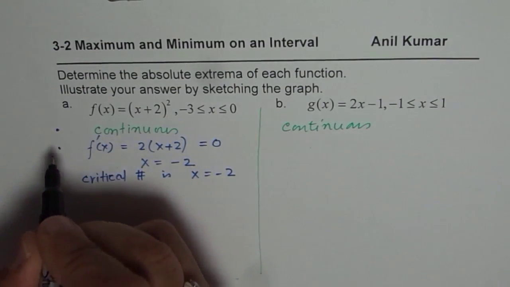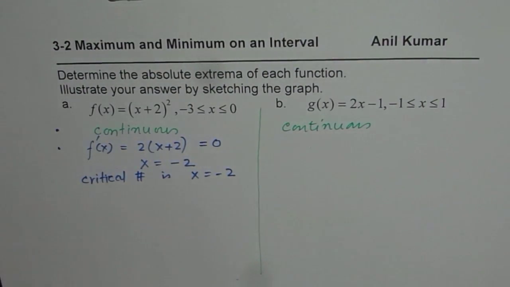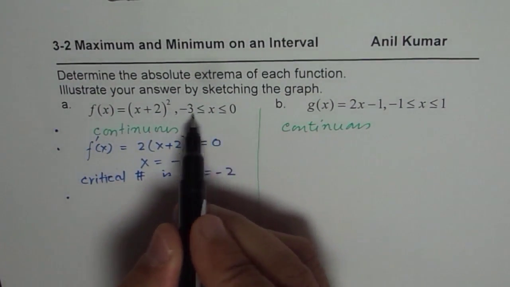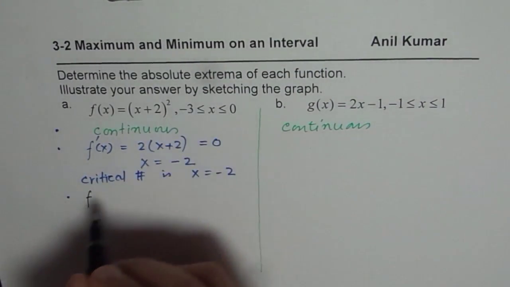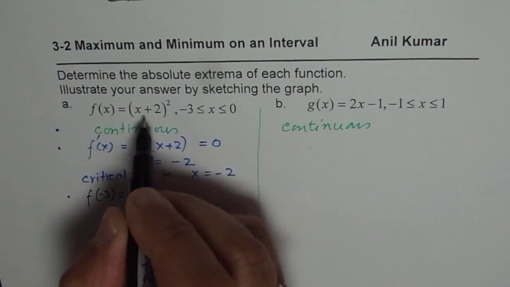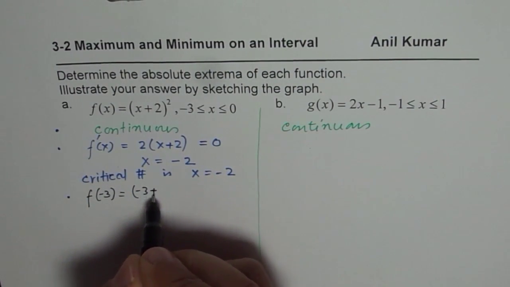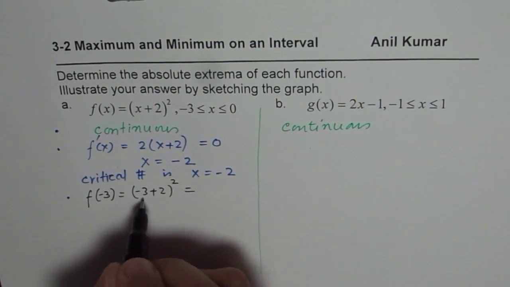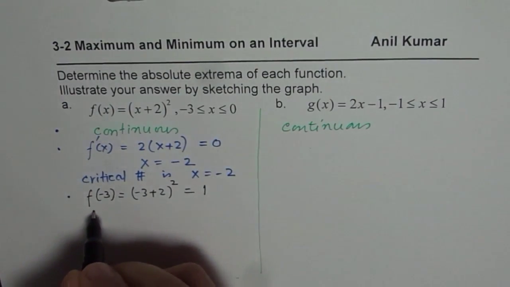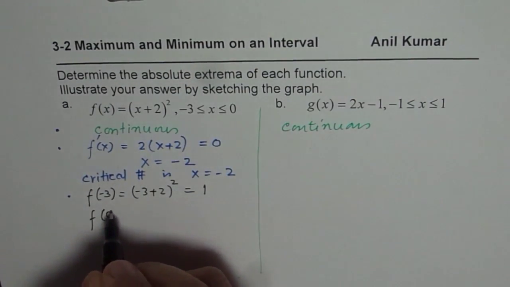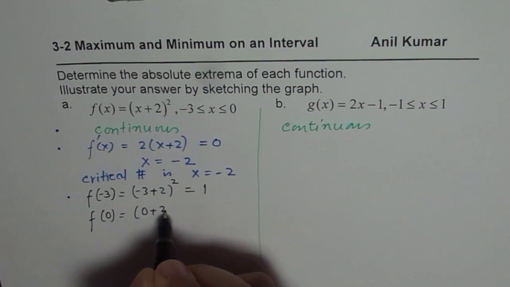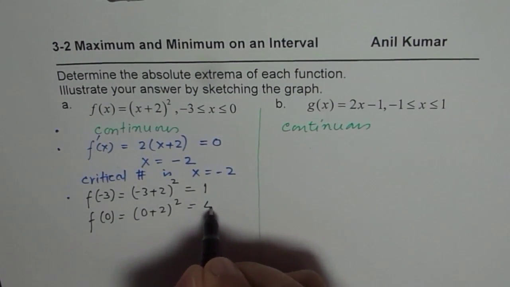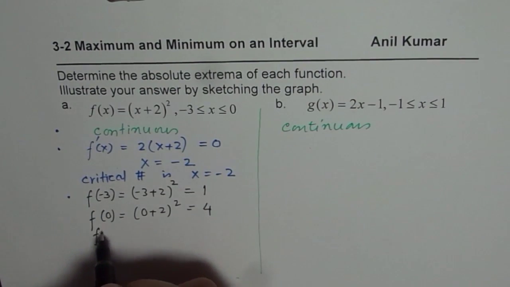First, check whether it is continuous or not. Second, find the critical number. Third step is find all the values. The values which we are interested in are at the boundaries. That means f of minus 3, find this first. f of minus 3, substitute minus 3 here, whole square, and that equals minus 1 square, which is 1. And then the other extreme value, which is f of 0, substitute 0 in the equation given to you. 2 square is 4. And also find the value at the critical number, which in this case is minus 2.